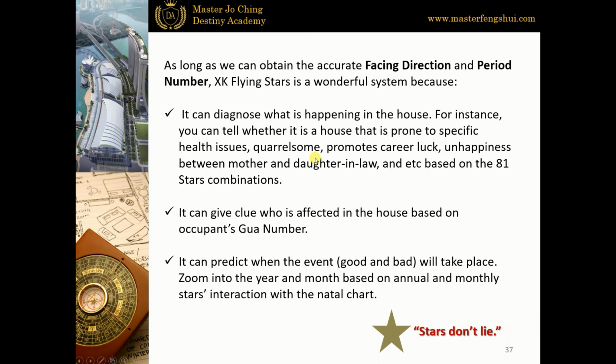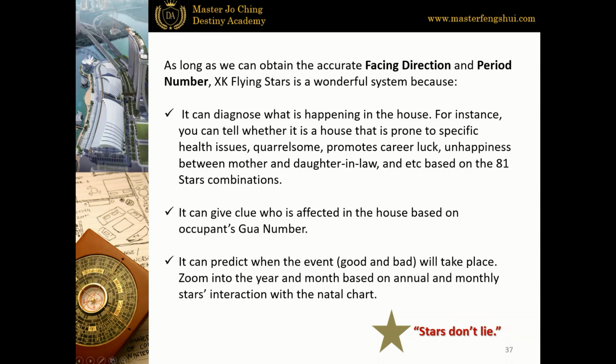Quarrelsome, you can tell because of the 2-3, 3-2 combo. Promotes career luck, you can get 6-1, 1-6 in this period, which is very good. Unhappiness between mother and daughter-in-law, make a guess what combo that is. 9-7, 7-9 will lead to that. 2-4, 4-2 will also lead to that. Flying star combos, etc., based on the 81 star combinations.